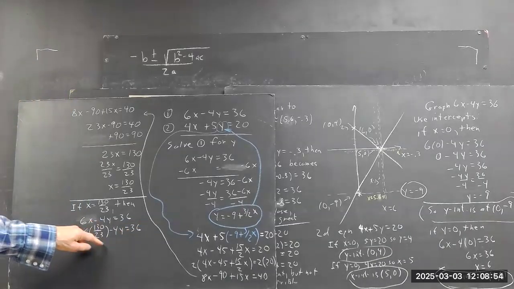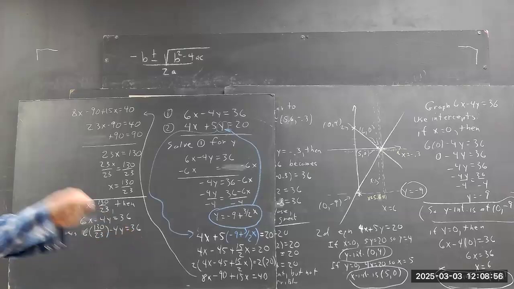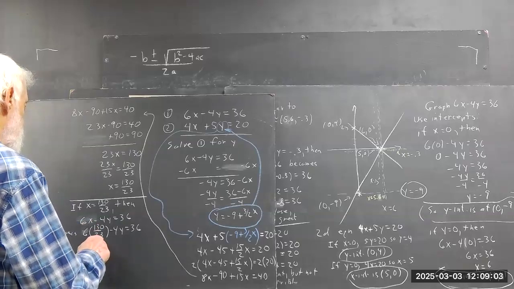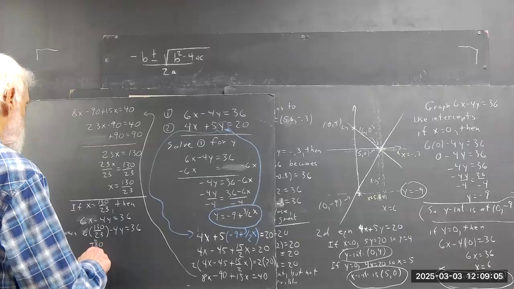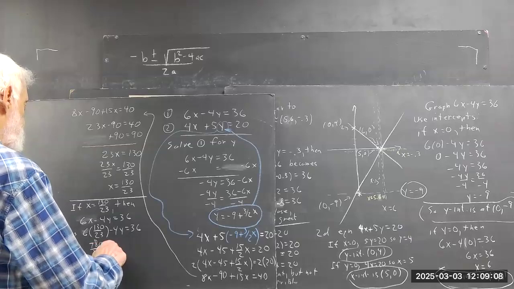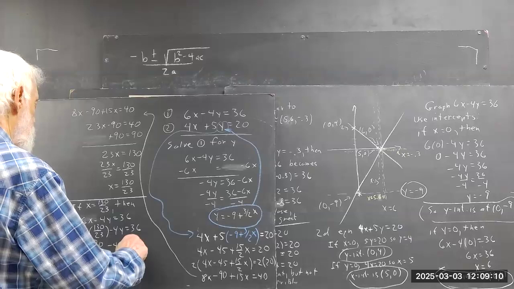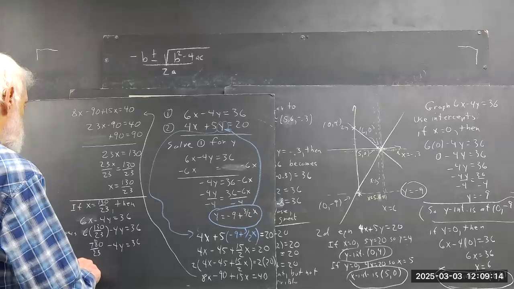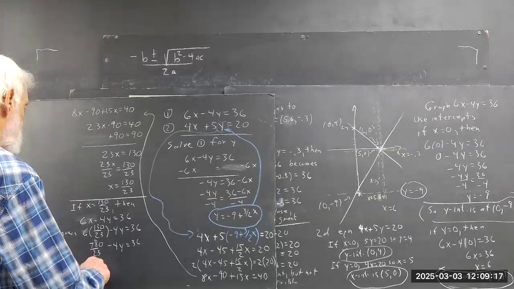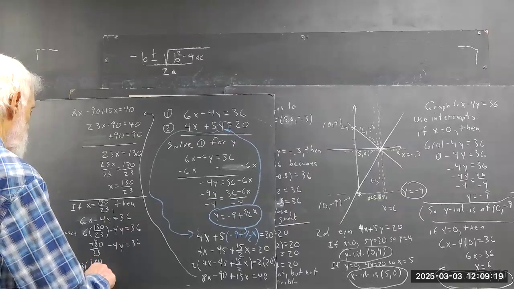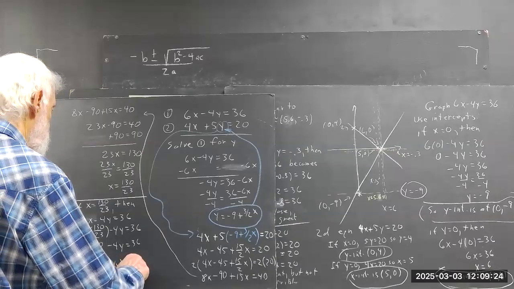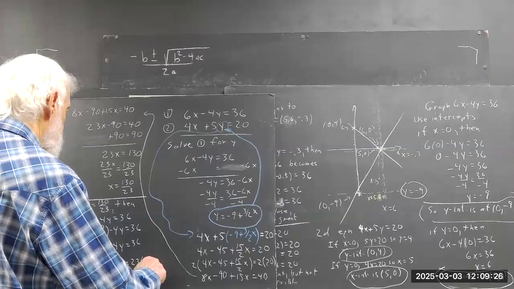Now this becomes 6 times 130 over 23 minus 4y equals 36. Now I can multiply the 6 by the 130. I get 780 over 23 minus 4y equals 36. And before I go any further, I multiply both sides by 23, so I don't have to deal with a really ugly fraction. Unfortunately, I'm going to end up dealing with some pretty big numbers.